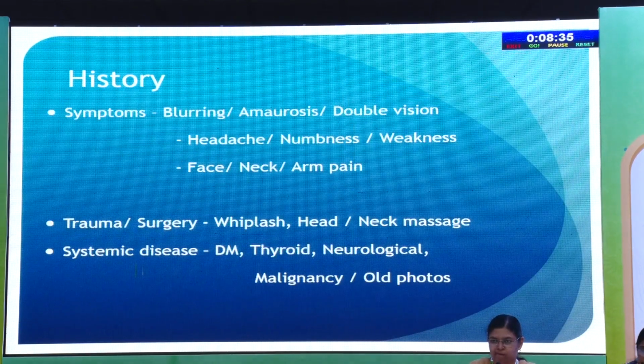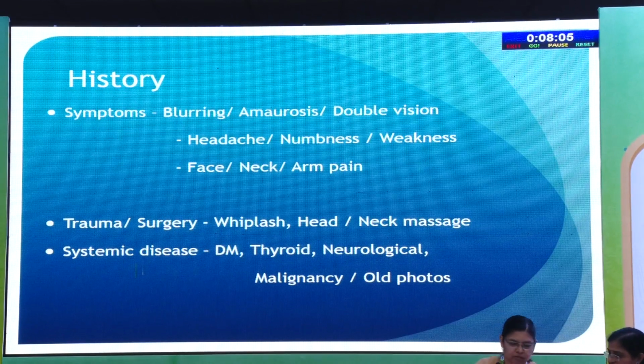So history, just like in any neuro-ophthalmology situation, is very important. History of blurring, amaurosis, transient double vision, all these are going to give you clues. Headache, numbness, again suggestive of demyelination. Any history of trauma or surgery. Surgery, as you know, is a controlled trauma. So history of surgery of the head and neck, any history of whiplash, all these are going to give you possible clues as to the etiology. And systemic diseases: diabetes, thyroid, neurological problems.